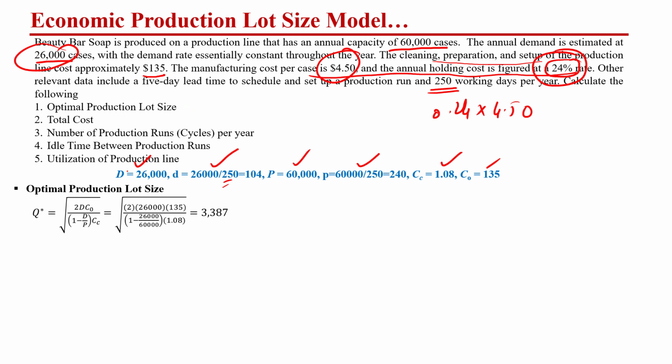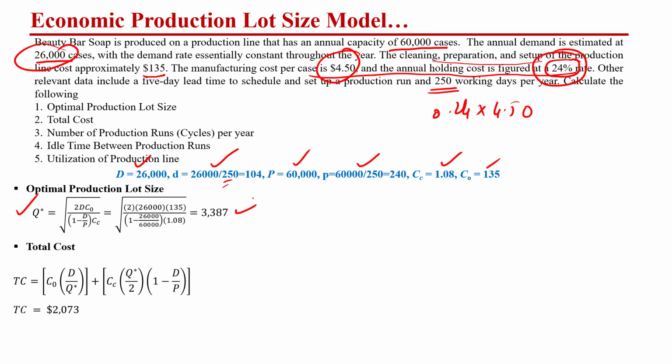Once we put this into the optimum order quantity formula, we would be able to get the optimum production lot size. Then we can calculate the total cost. So put the values in the total cost function, and we would be able to get the total cost answer.